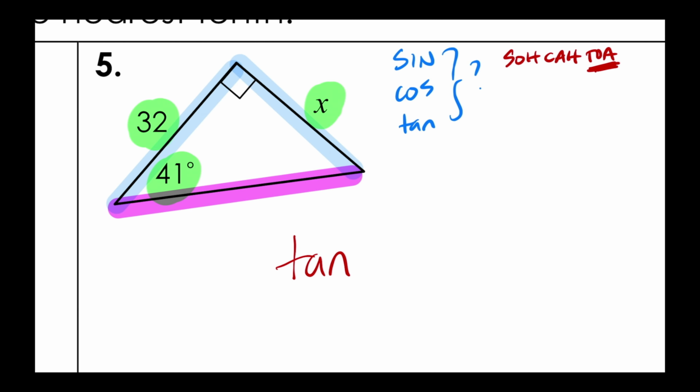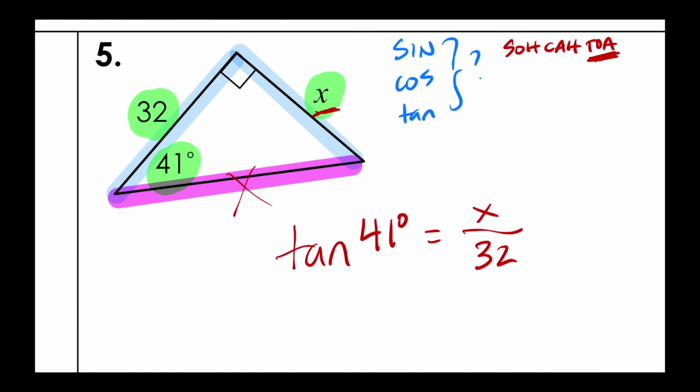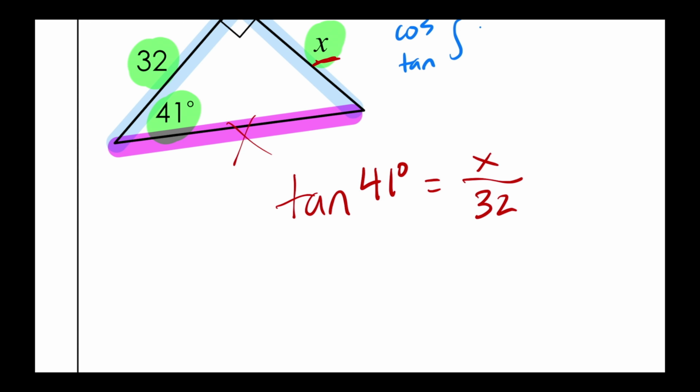Tangent, because I have the opposite side, that's x, which I'm looking for, and I have the adjacent side, which is 32. They didn't give me any information about the hypotenuse, and they don't want me to find the hypotenuse, they want me to find this side. So the hypotenuse has nothing to do with this problem. Tangent of what? The tangent of the angle I was focused on, which is 41 degrees, and that equals the opposite leg, x, over the adjacent leg, 32. And now I just solve.